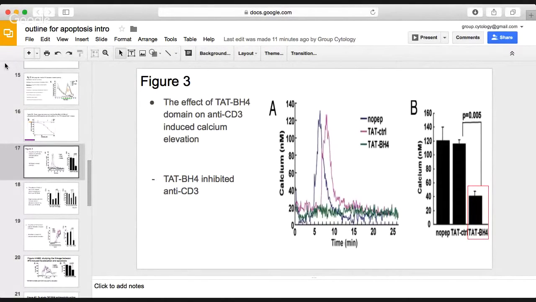Here they were investigating if the BH4 domain can inhibit the anti-CD3 induced calcium elevation by BH4 fusion peptide in the WEHI7.2 cells. Part A shows calcium traces of calcium elevation by the anti-CD3 antibody in the WEHI7.2 cells that were treated with the TAT control and the TAT-BH4 peptides. TAT-BH4 inhibited the anti-CD3 induced calcium elevation, shown in the green. Also shown in part B, the histogram showed TAT-BH4 having less calcium elevation.